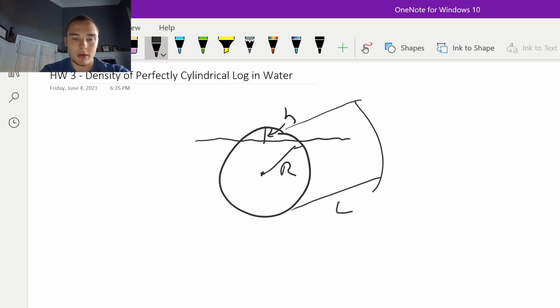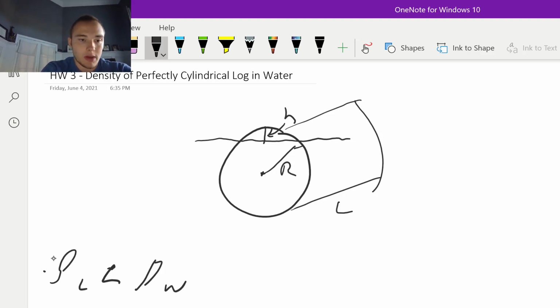We have a log, and we know that it's sitting in water and it's floating, so we know that the density of the log, rho, has to be less than the density of the water. And we also know that there's no acceleration, so our acceleration is 0. So when we add up our forces, we're not going to have one force going in one direction more than the other, because the acceleration is 0. And speaking of forces, in this case we have a buoyant force.